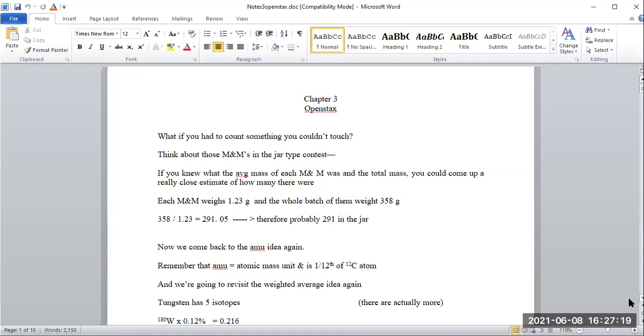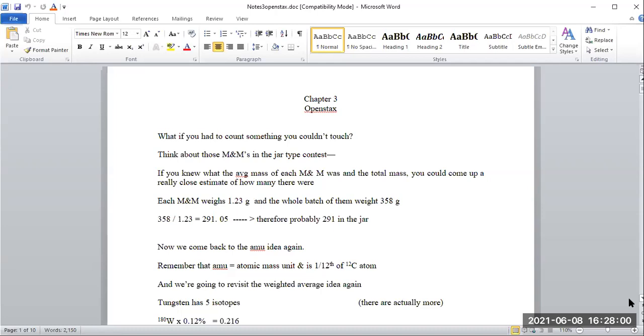So how do you count something you can't touch? Think about this in terms of, unless you have a handy scanning tunneling microscope or atomic force microscope, you can't touch an individual atom. Think about, especially around Halloween time, they often run these: guess how many M&Ms are in the jar? Guess how many lollipops are in the jar? Well, what if you had a little bit of additional information?